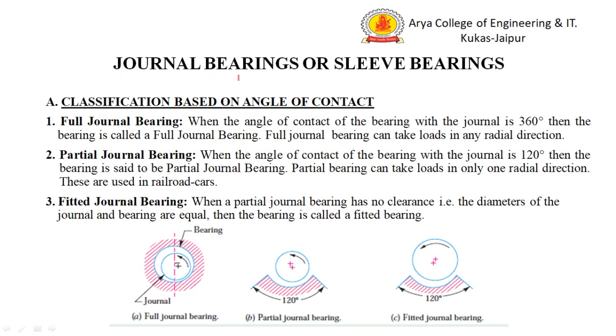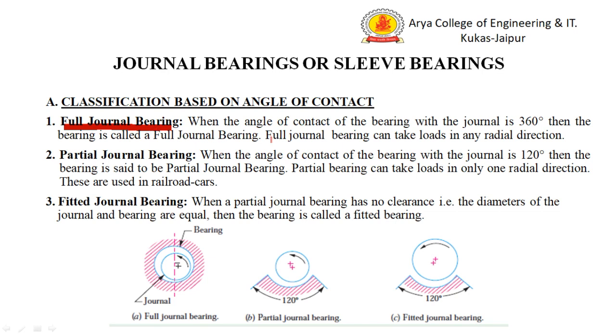Now, journal bearings or sleeve bearings. Journal bearings can be classified on the basis of the angle of contact between the moving element and the fixed element. If the angle of contact is 360 degrees, then the journal bearing is called a full journal bearing.